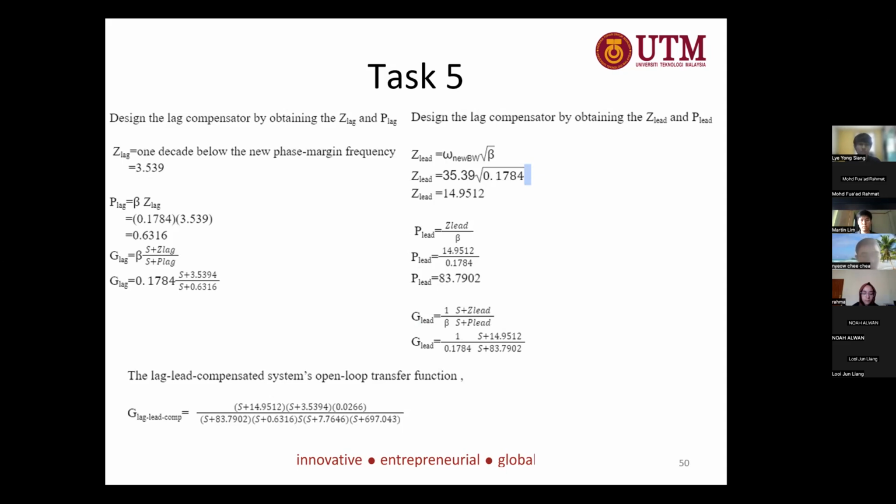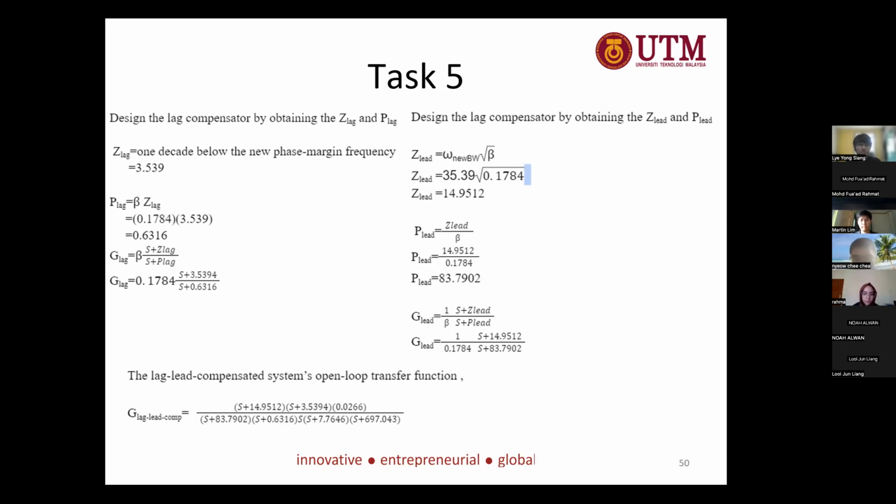The lag compensator zero is 1 decade below the new phase margin frequency, so it will be 3.539. Then the P lag will equal beta times Z lag, so we will get 0.63. And then we got our lag compensator, which is 0.1784 times s plus 3.554 over s plus 0.63. Then next we design our lead compensator by obtaining the Z lead. The Z lead will be the new bandwidth frequency times square root beta, so we get 14.95, and then the pole will be 83.8.